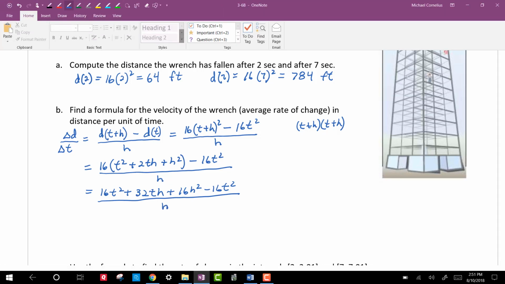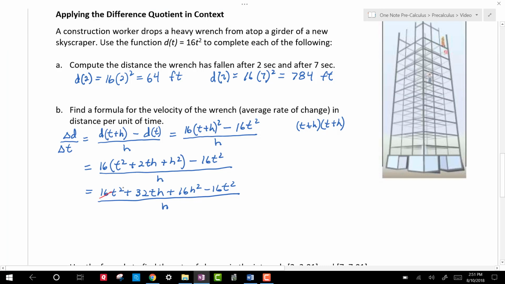Now, what do we got here? We should be able to do some canceling with terms, 16t squared, negative 16t squared, and I'm going to go ahead, you'll notice both of my terms that are left have an h in them. I'm going to go ahead and factor that h out. That's going to leave me 32t plus 16h divided by h. All right, cancel off your h's here, and we have delta d, the change in distance, over delta t, the change in time, and that's going to equal 32t plus 16h. Okay?